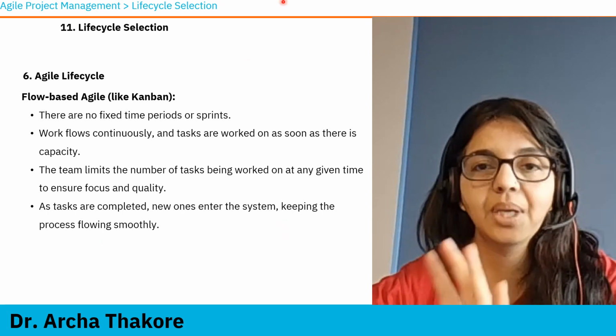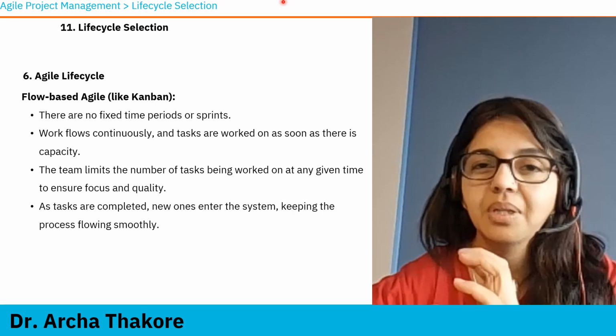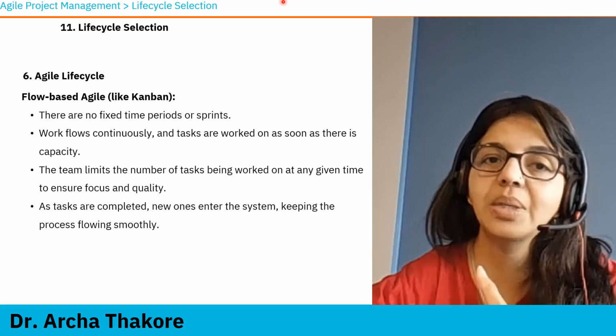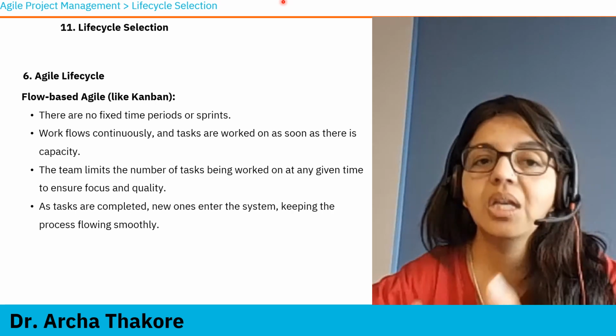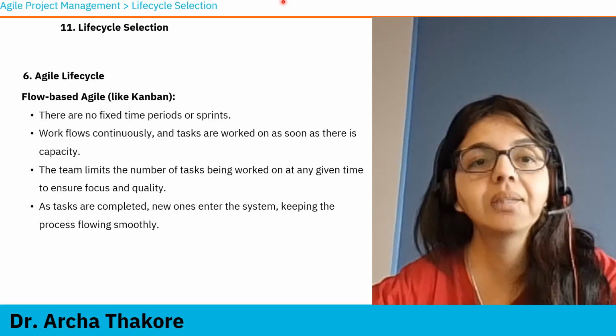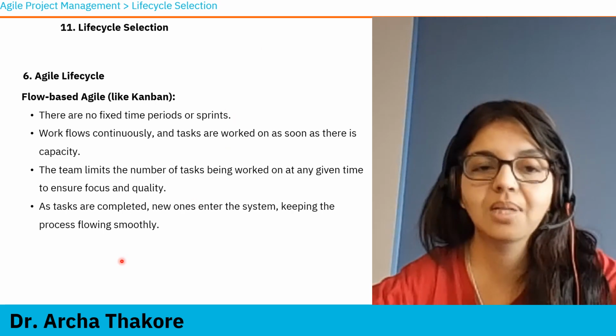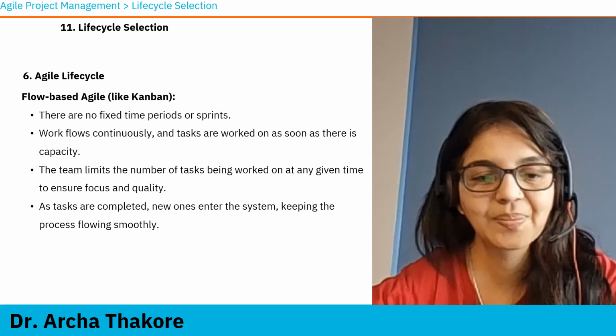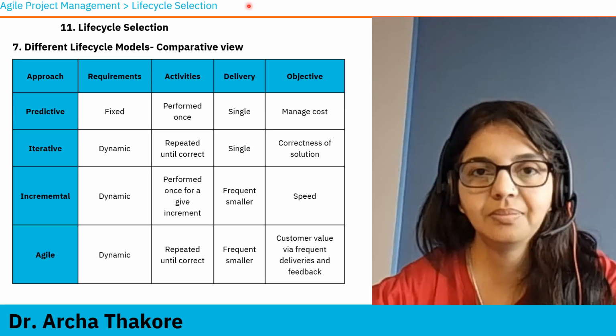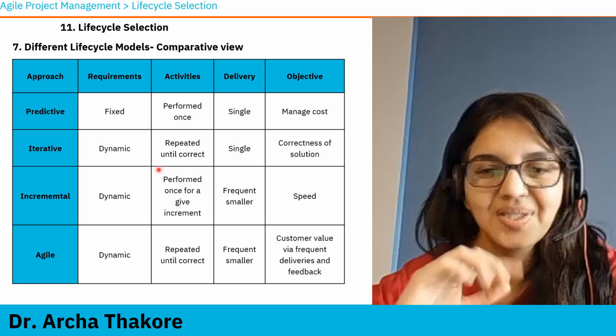Okay, so now again, baking cookies. But instead of working within 2 hours time, you bake cookies at one point in time, ensuring each batch is done well before starting the next one. So there's no rush to finish, but you keep baking continuously. That is flow-based agile.